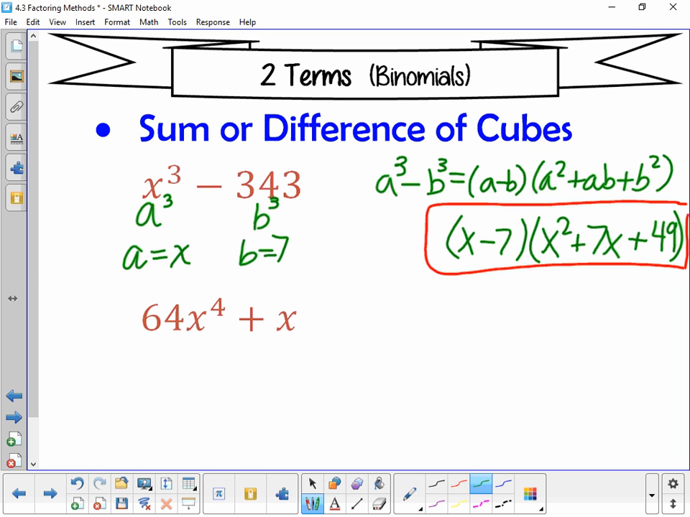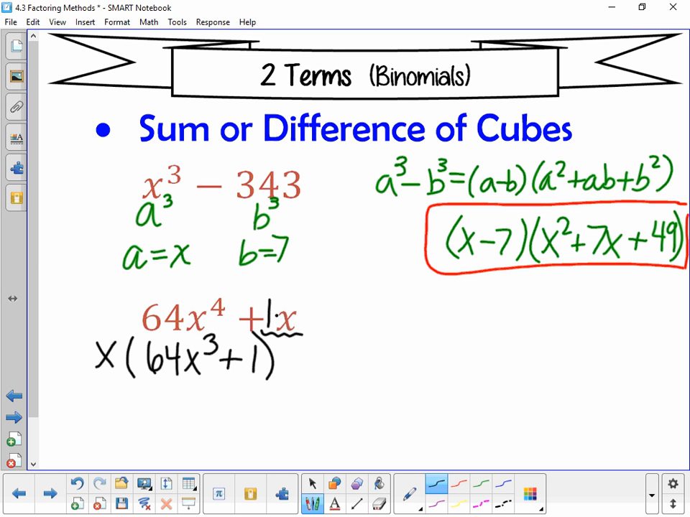So this next one, 64x to the fourth plus x, you might notice, and you should always check for a common factor. These both have a factor of x, so we can factor that out. Don't lose this term. This is like a 1x, so when we factor out the x, it leaves behind a term of 1 there, a constant 1 at the end.